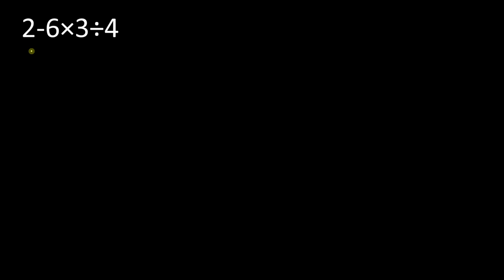We are solving in a way like 2 minus 6, which will give minus 4. And minus 4 times 3 divided by 4. Minus 4 times 3, this will give minus 12 divided by 4. And minus 12 divided by 4 will give minus 3.